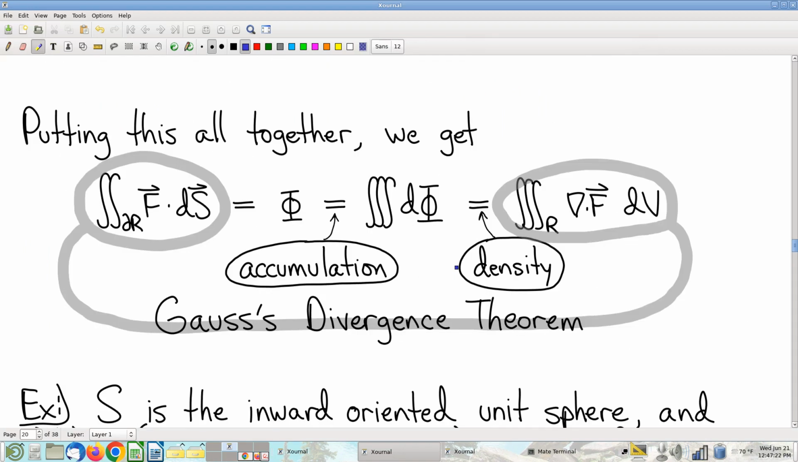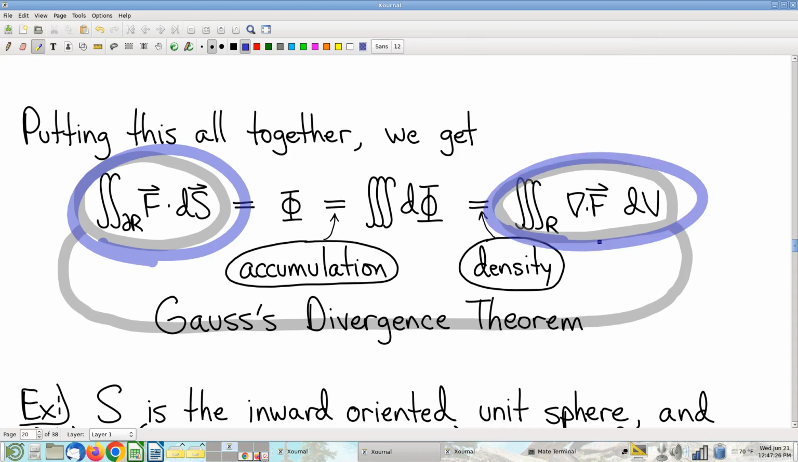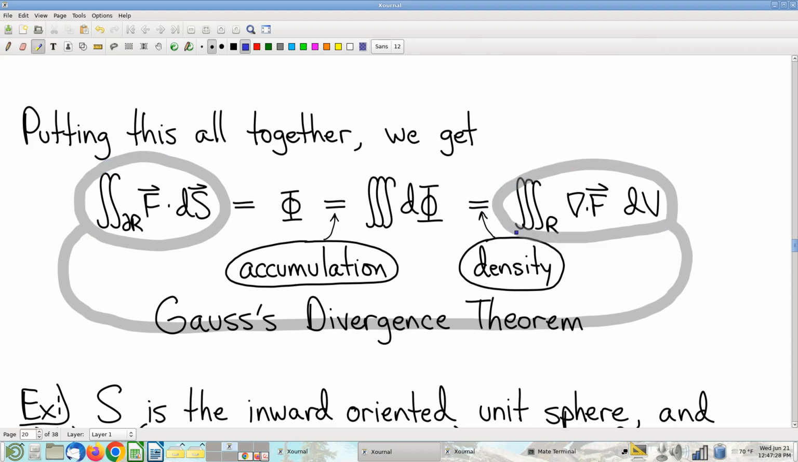Yeah, cool. Want to compute a flux? Let's compute a triple integral instead. But remember the asterisk, the fine print. I need my surface to be specifically a boundary of some solid. And again, this is not a subtle point.